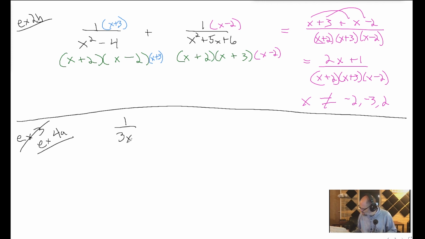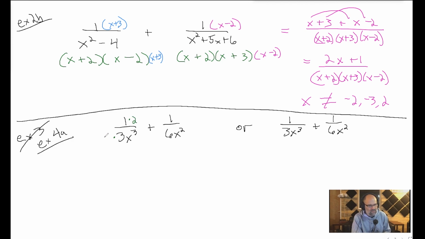So 1 over 3x cubed plus 1 over 6x squared. Okay, so I'm going to do this two different ways so you can kind of see the difference here. I like the colored pencils way, or the colored pens, but I'm going to show you both ways. All right, so how do I make this one look like that one? How do I make the 3 look like the 6? 6x cubed, right? Multiply by 2. Yeah, just multiply by 2. So times 2 times 2. Okay? All right. Now the 6s are taken care of.